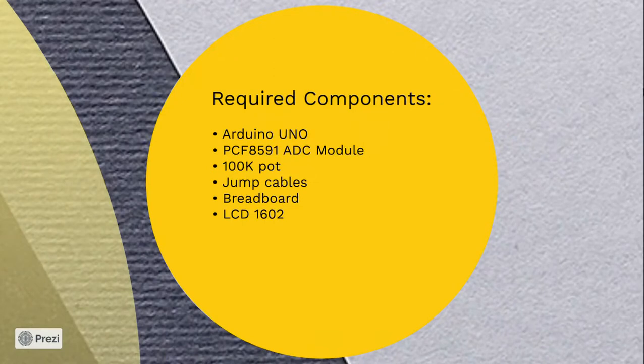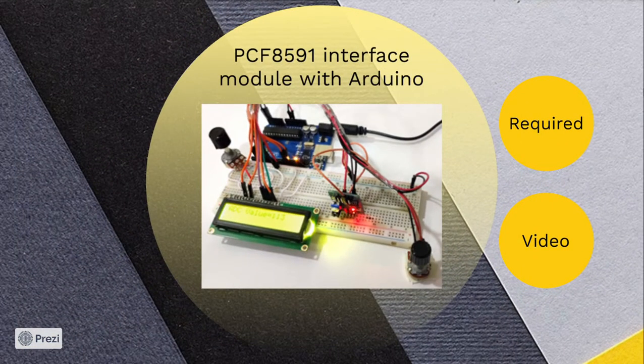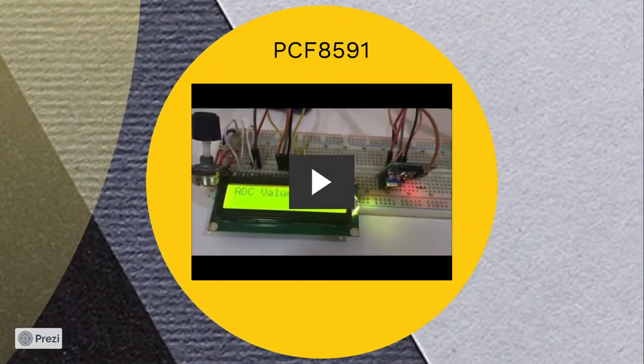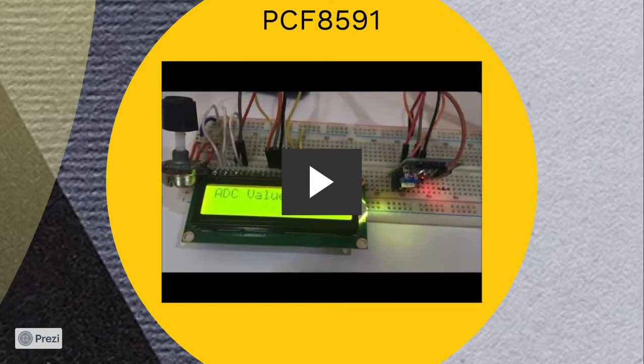Required components: Arduino Uno, PCF8591 ADC module, 100K pot, jumper cables, breadboard, LCD 1602. In this video, there will be a physical presentation of the functionality of the module.